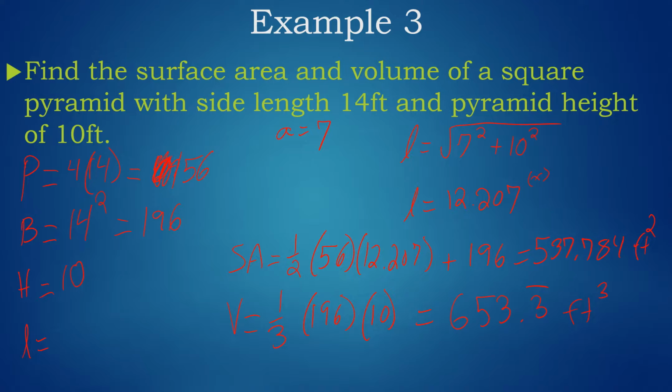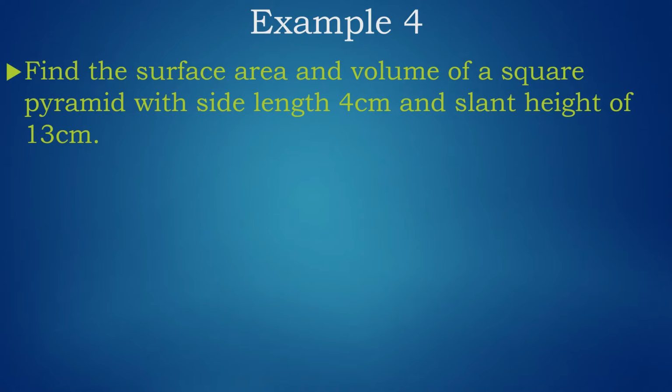Okay, so you're now going to do the next two on your own. So go ahead and find the surface area and volume of this square pyramid. Side length is now 4 centimeters, slant height is 13 centimeters. So solve for the perimeter, area of the base, height of the pyramid, and your slant height to then plug in. So go ahead and pause the video while you work on that.